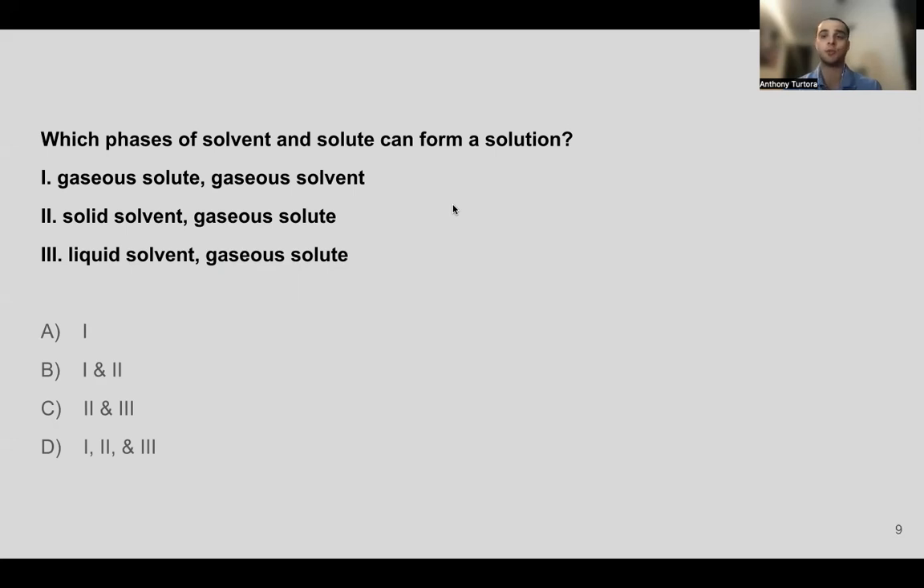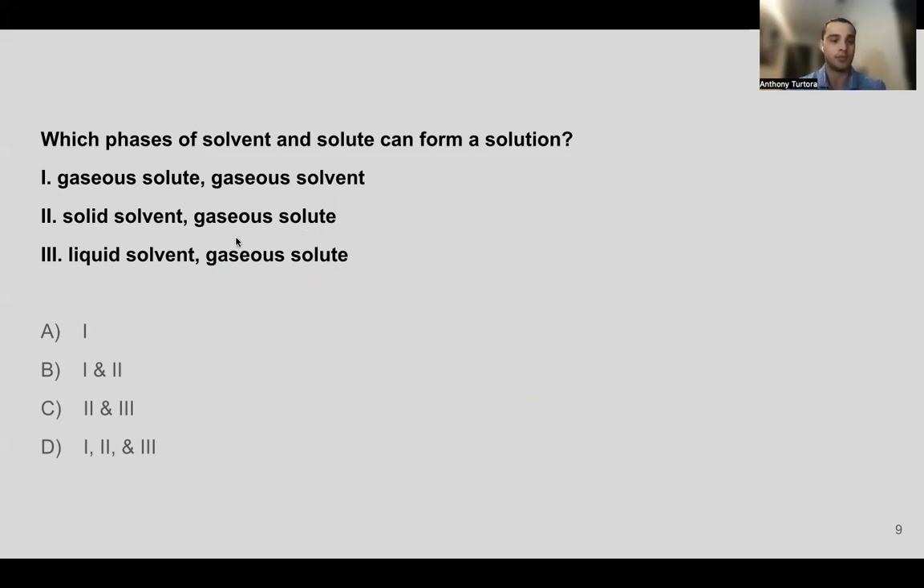The question states, which phases of solvent and solute can form a solution? 1, gaseous solute or gaseous solvent. 2, solid solvent or gaseous solute. 3, liquid solvent or gaseous solute. Because this is a Roman numeral question, I will want to look at whichever Roman numeral appears exactly 2 times in my answer choices. Therefore, I see that Roman numeral 3 has appeared 2 times, in C and D.